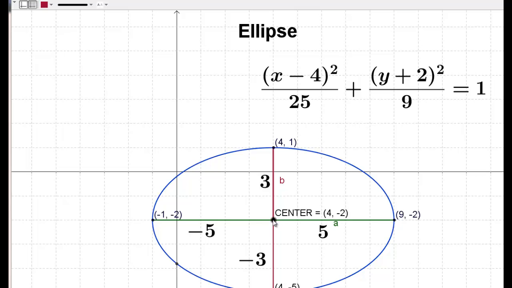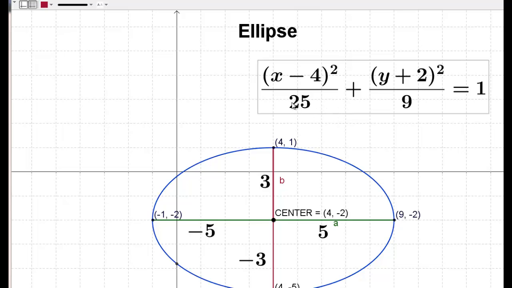Let's suppose we wanted the center to be at (4, negative 2). In other words, we're shifting the ellipse 4 to the right and 2 down. So that we draw the center at (4, negative 2). And by the way, the equation looks like this. (x minus 4) the quantity squared over 25, plus (y plus 2) the quantity squared over 9, equals 1. So we've got the center at (4, negative 2), because that's what makes this 0 and makes this 0.